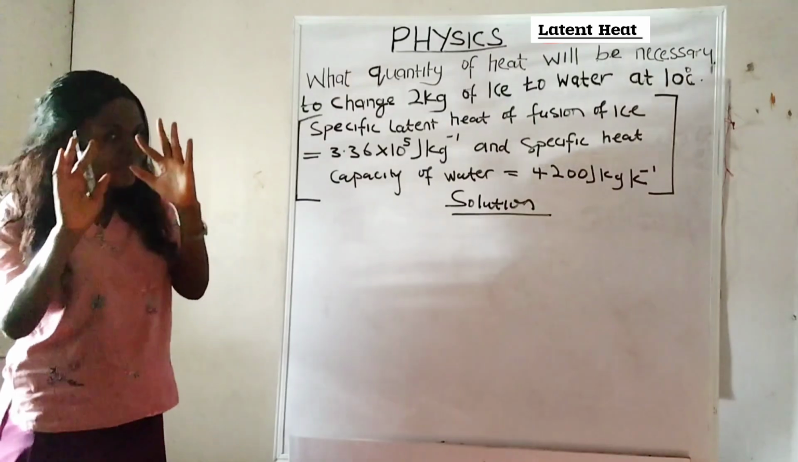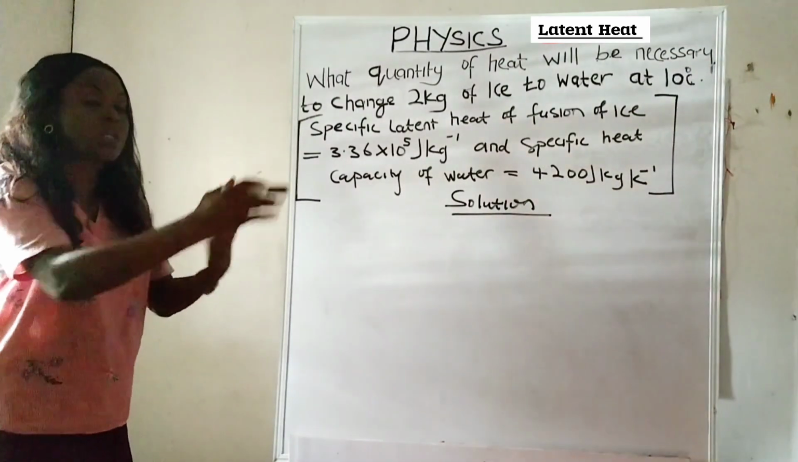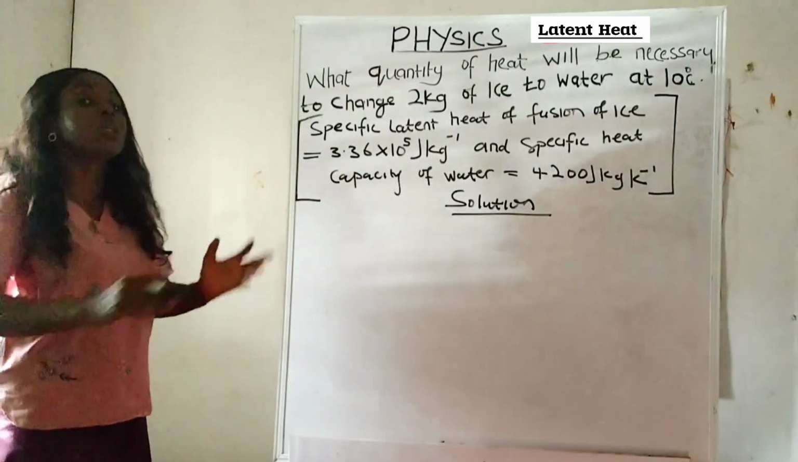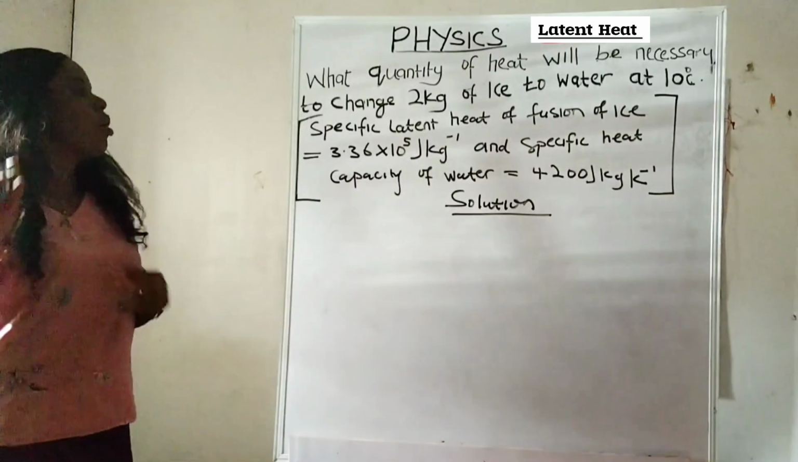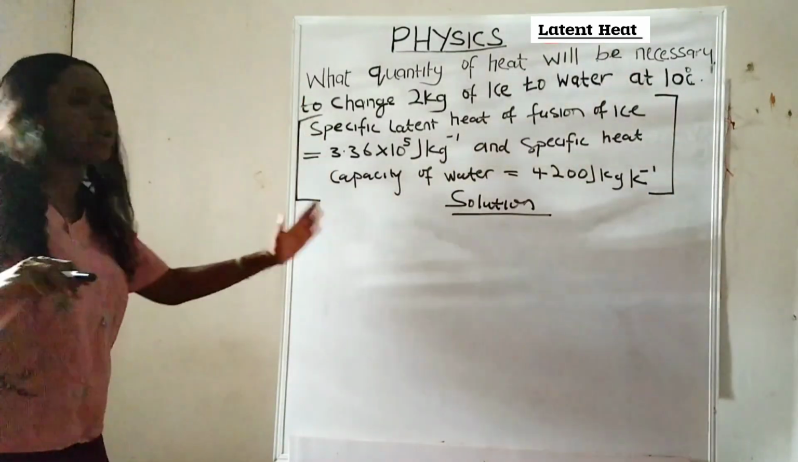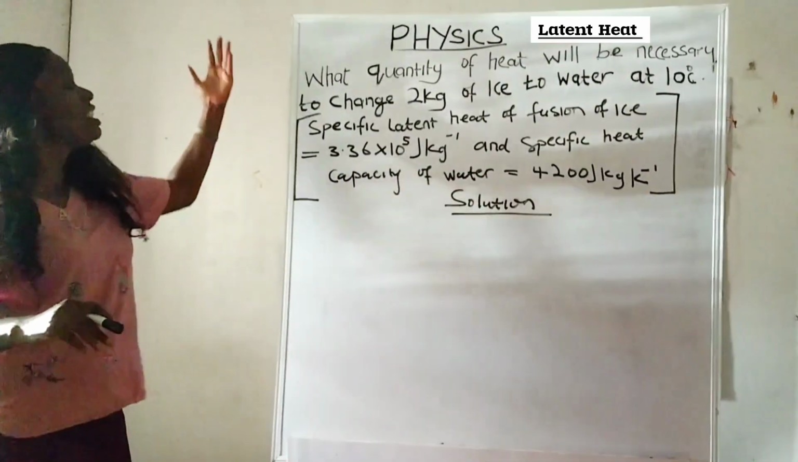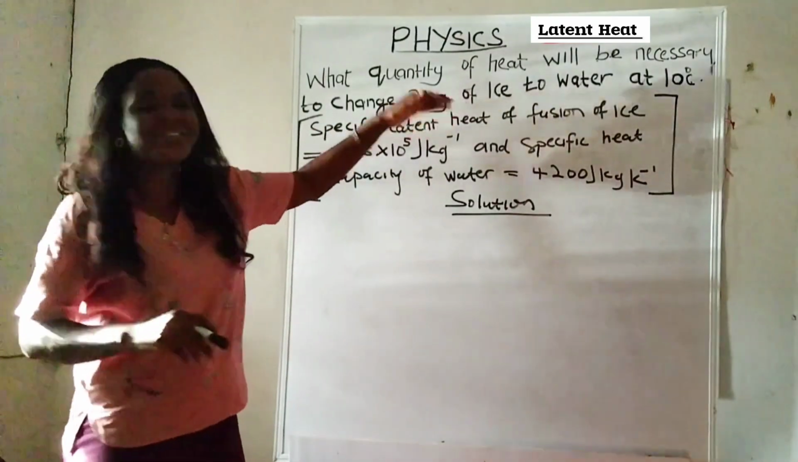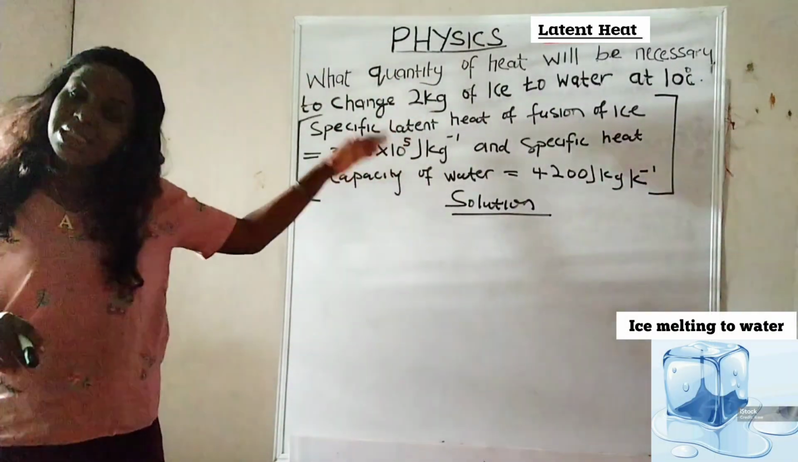It's almost the same thing, but not exactly the same thing. That's why I want to solve the two of them at the same time, so that we will get what we're supposed to get there. So I'll first of all solve what we solved in the first one, which is changing this 2 kilograms of ice to water. First, changing it to water.